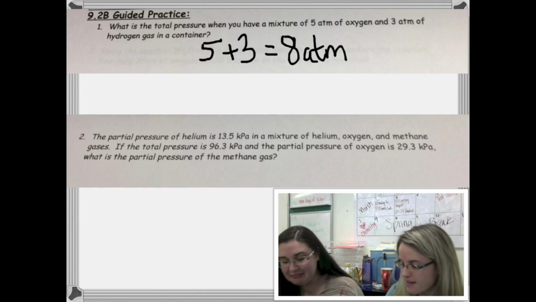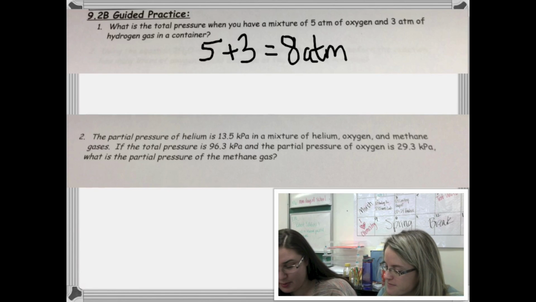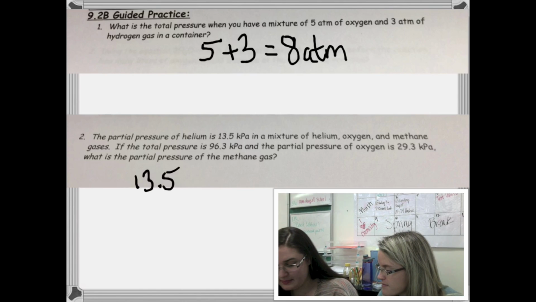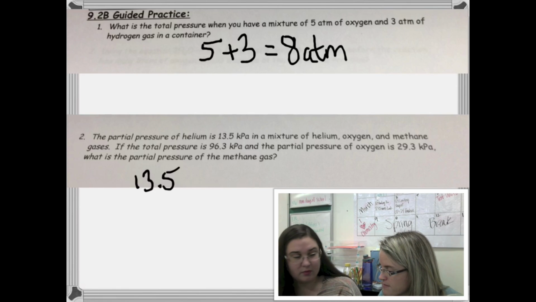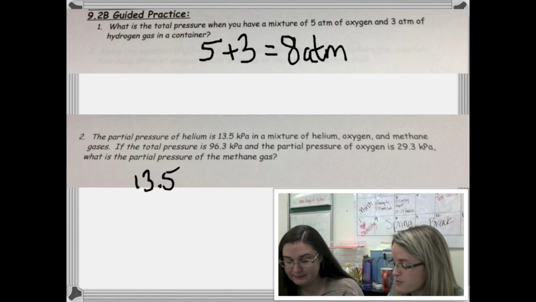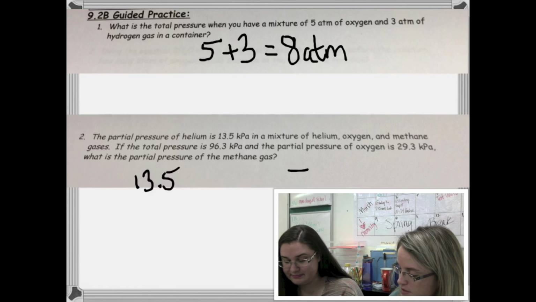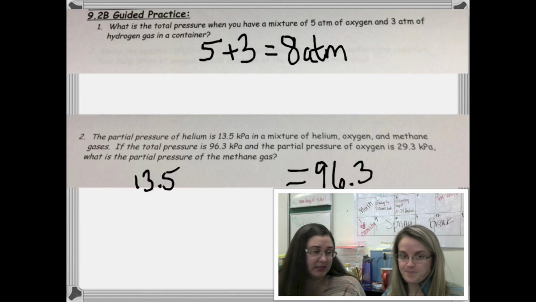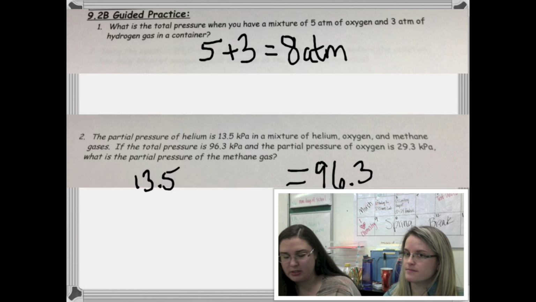Okay, number 2. The partial pressure of helium is 13.5, in a mixture of helium, oxygen, and methane gas. If the total pressure is 96.3, well, wait a minute, that's a little different. That's telling us the total pressure, so we could come way over here and put an equal sign, because my total pressure is going to be 96.3. All of them added up is going to equal that. This is slightly different because it's giving me a finished product.